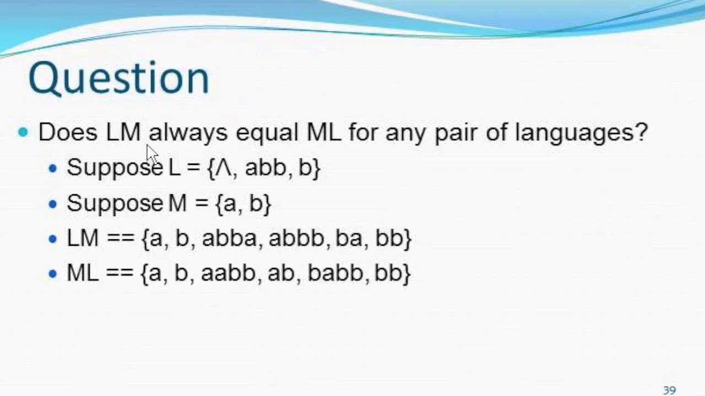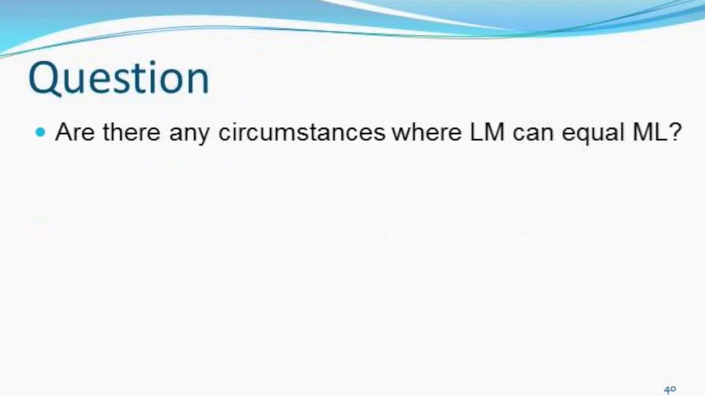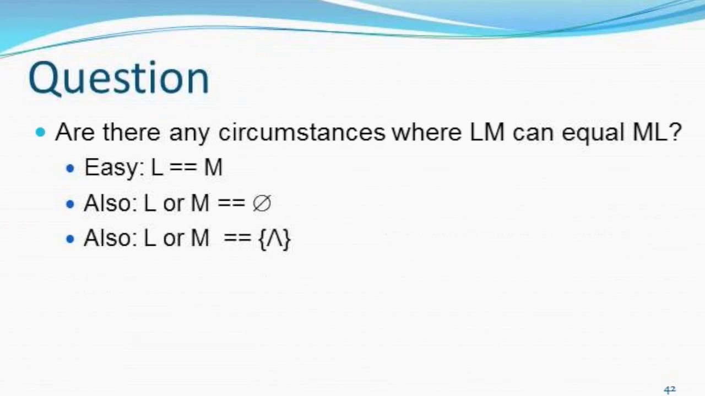So sure, we know that LM isn't always equal to ML for any pair of languages, but are there any circumstances where LM can equal ML? And again, pause the video, think for a minute. I can come up with a couple. I think the easiest one is if L and M are the same thing, right? Then there's no problem. Slightly more tricky, if either L or M is the empty set, then LM is the same as ML. And similarly, if L or M is the set with just one string in it and that string is the empty string, then I think if you try it, you'll find that LM does indeed equal ML.